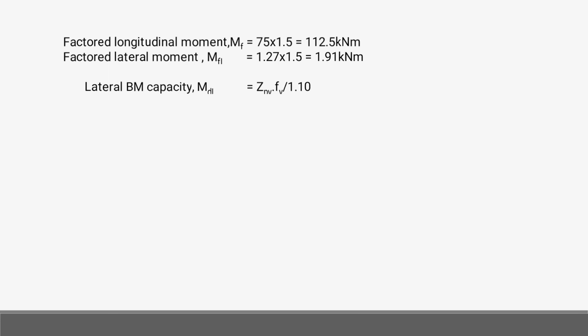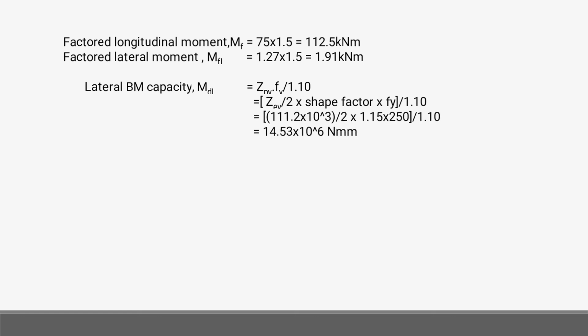Then lateral bending moment capacity Mdl, we know the formula: Zpy into fy divided by 1.10. Then Zpy is equal to 2 into shape factor into fy, so 1.10. You know all the values, just apply them and the answer is 14.53 into 10 power 6 Newton mm, so 14.53 kilonewton meter. Convert Newton mm to kilonewton meter: Newton is replaced by 10 power 3 and mm is replaced by 10 power 3, so 10 power 6 Newton mm is kilonewton meter.